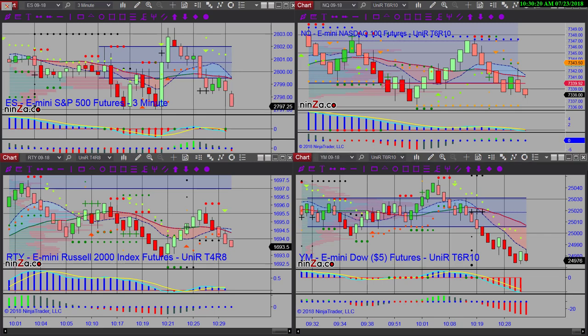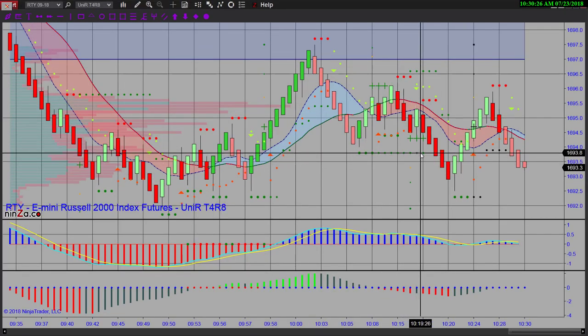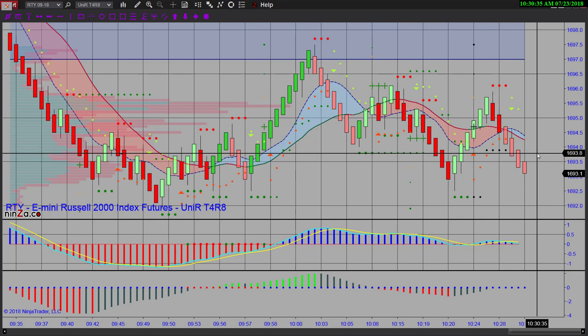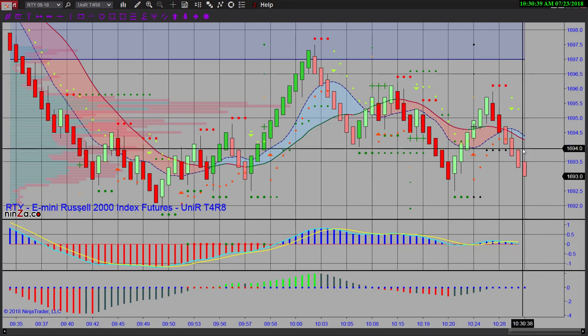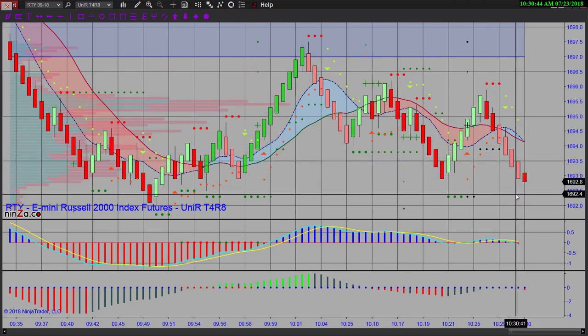Russell. Now, the Russell just went through a swing level, and probably a short would be in order. Too late. We needed to go short here at 94. I'm not going to chase it. Maybe we get a zigzag here. Up. We're getting closer to the bottom.